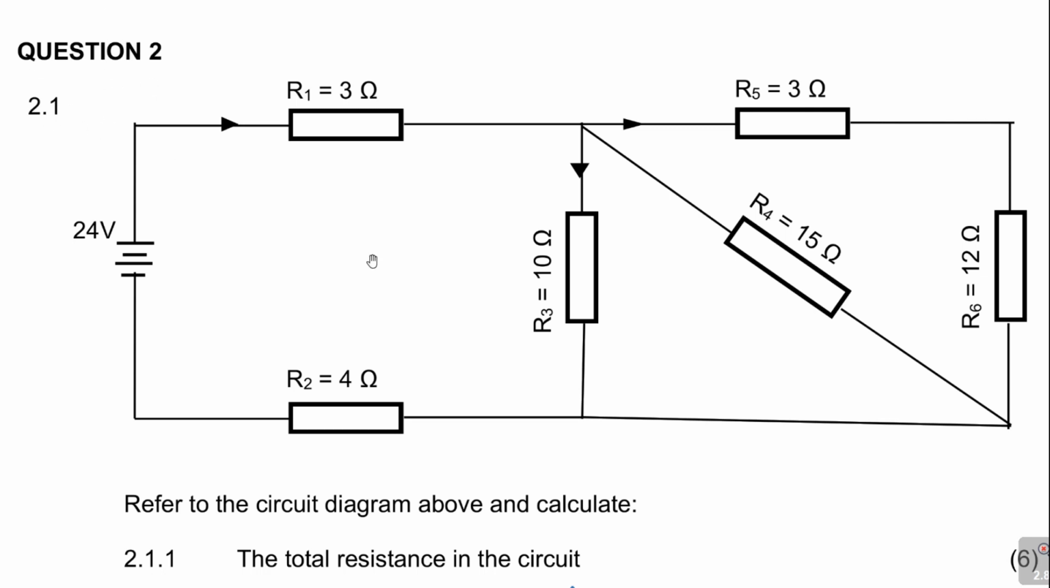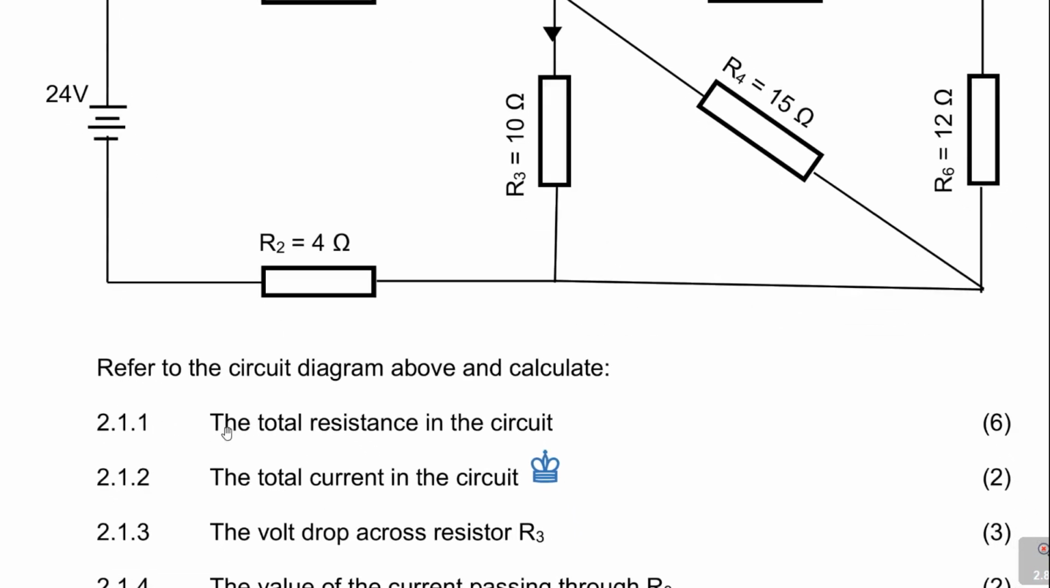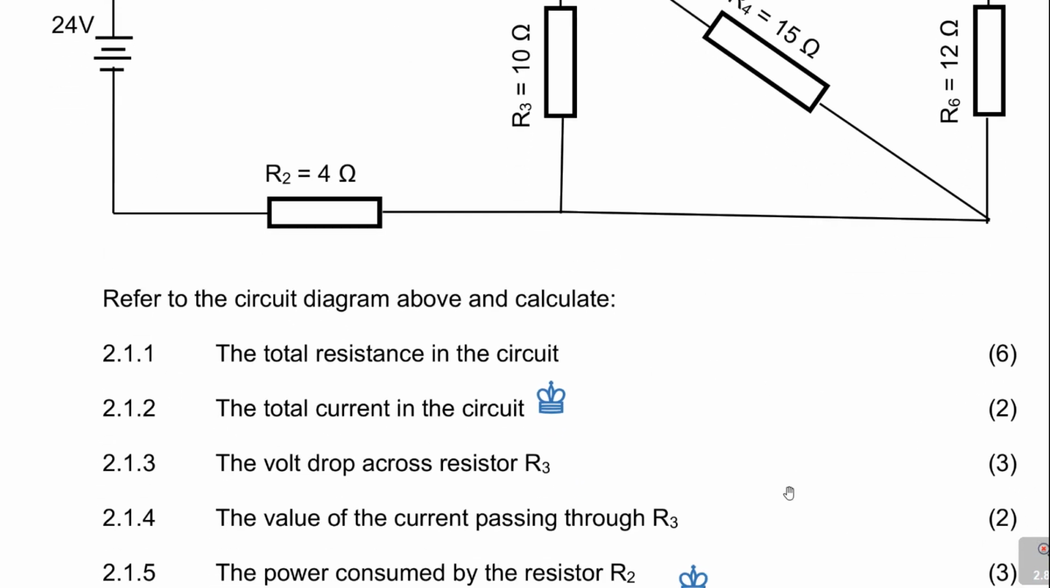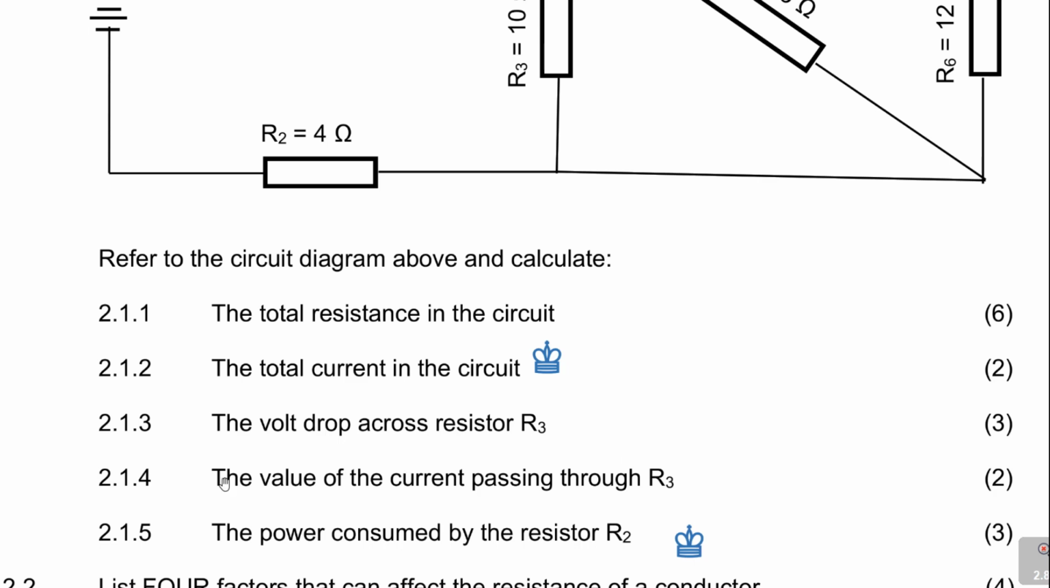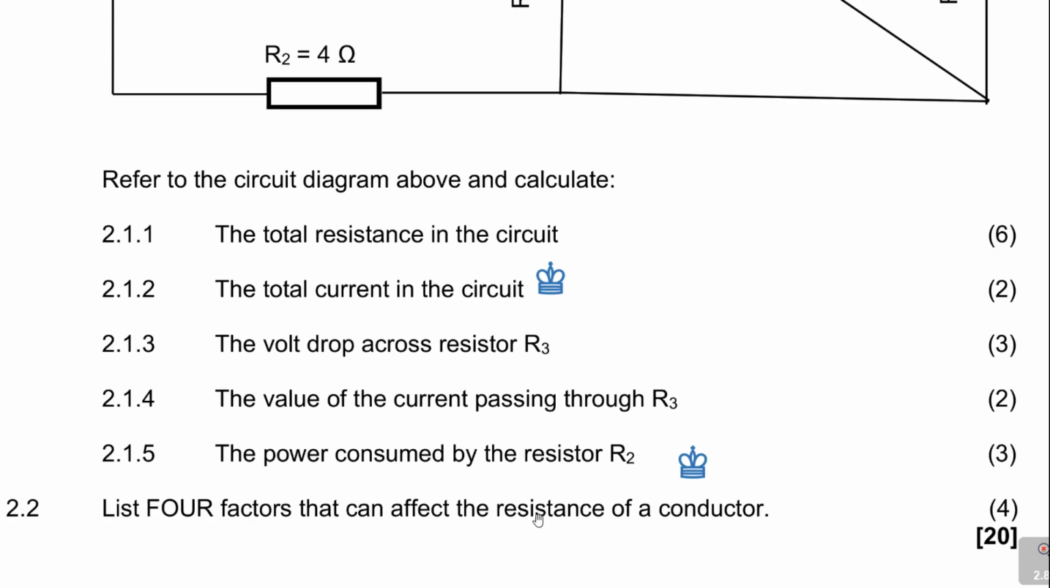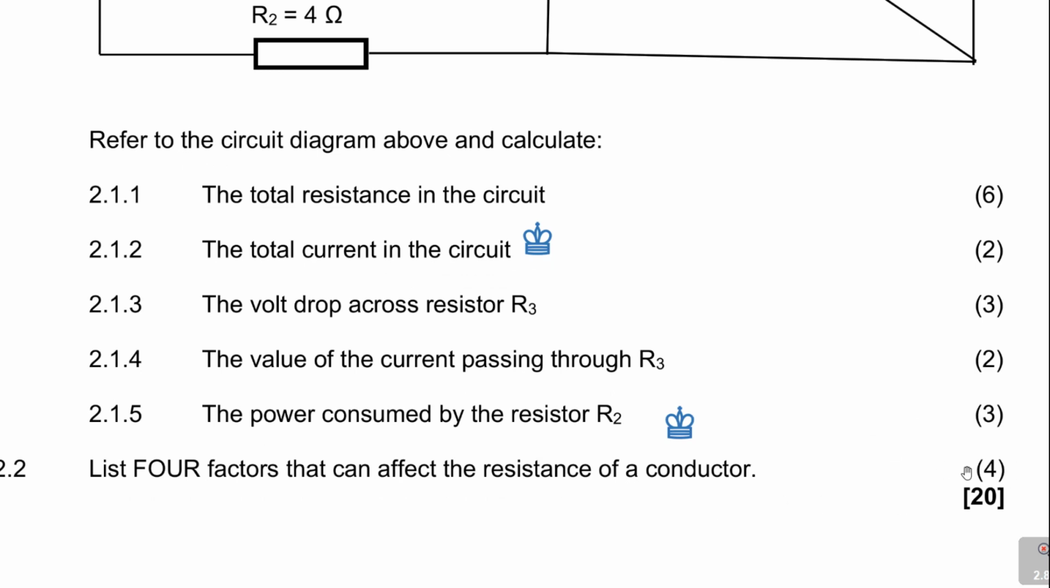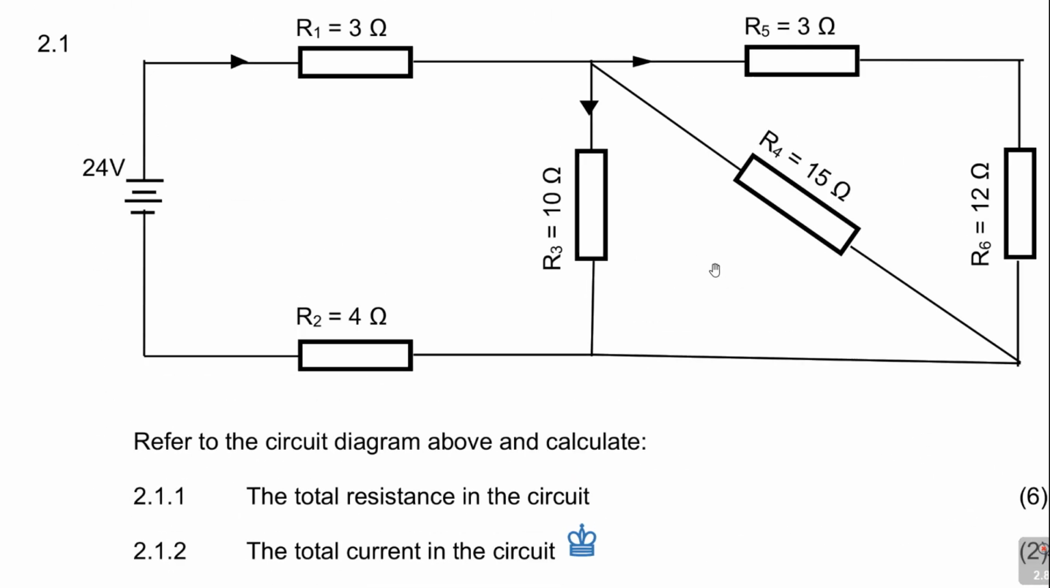Question 2, you are given this diagram, and obviously here total resistance in the circuit, total current, voltage drop, value of the current out there, the power consumed by the resistor, list 4 factors that affect the resistance of a conductor, 4 marks. So total though is 20 marks.